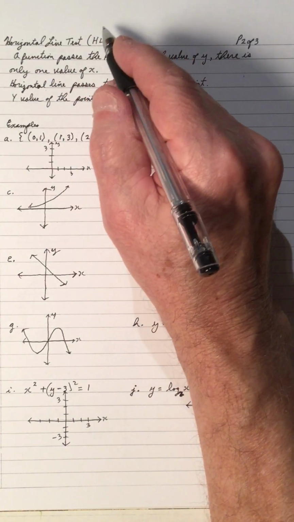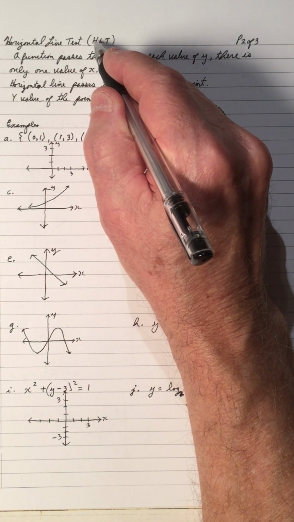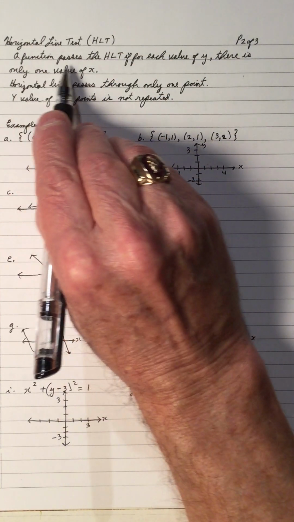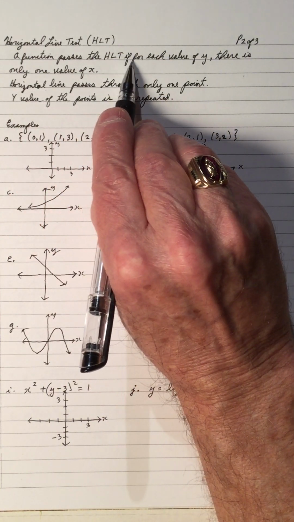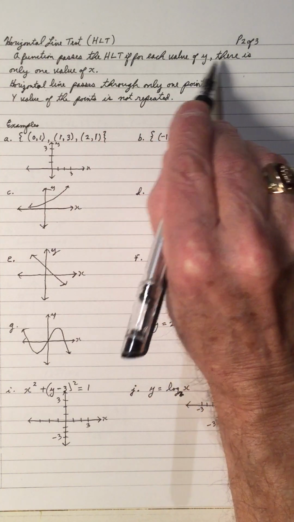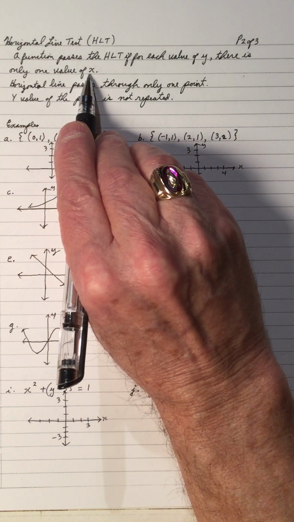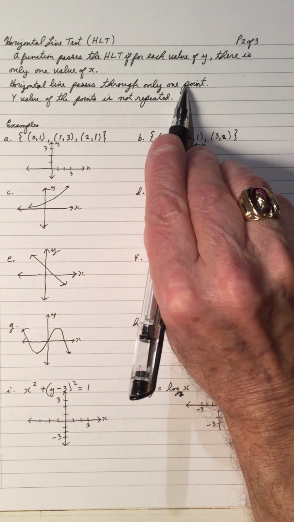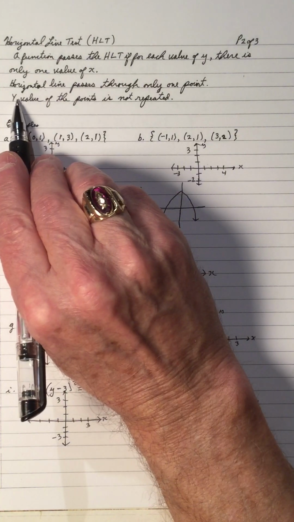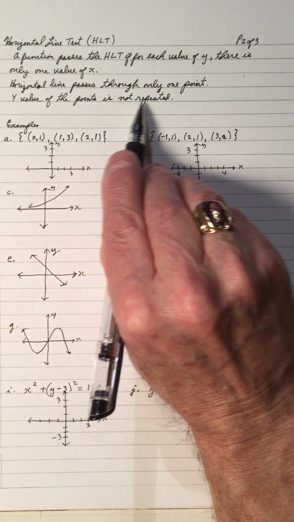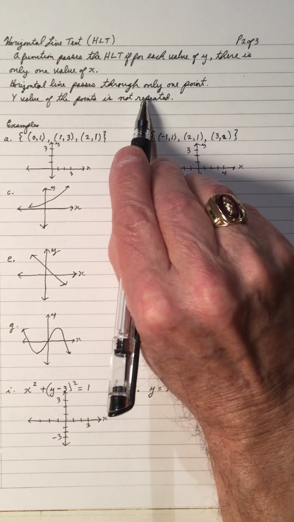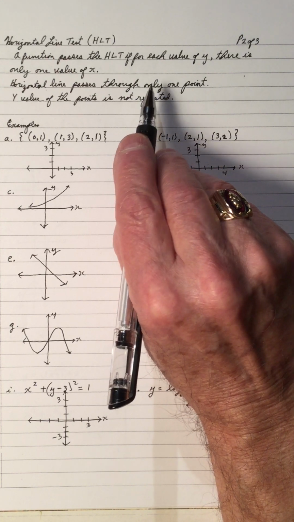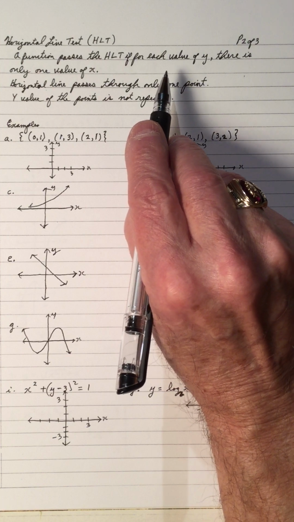Horizontal line test, denoted by, I'll call it HLT, horizontal line test. A function passes the horizontal line test if for each value of y, there is only one value of x. That means the horizontal line passes through only one point, and the value of y of the points is not repeated. So if the y values repeat, it fails the horizontal line test; otherwise it passes.